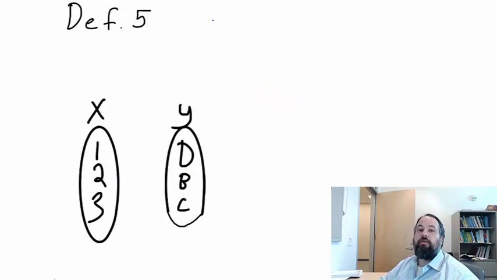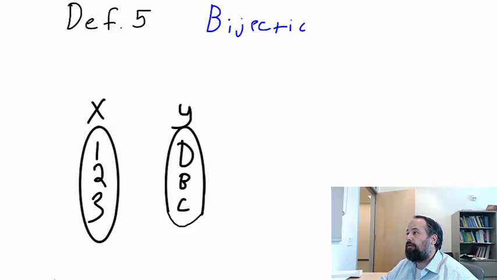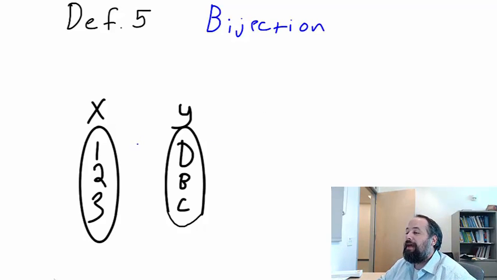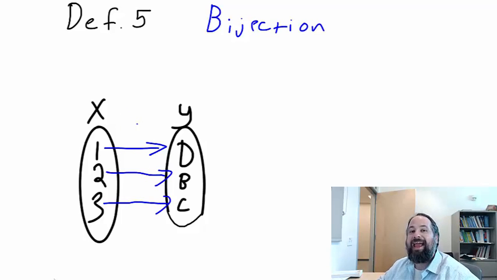Now our last type of function is called a bijection. A bijection is both onto and 1-to-1. It is both an injection and a surjection. That means every element in the range is mapped to by some element of the domain at least once, and at most once. The key thing about a bijection is that it is reversible.